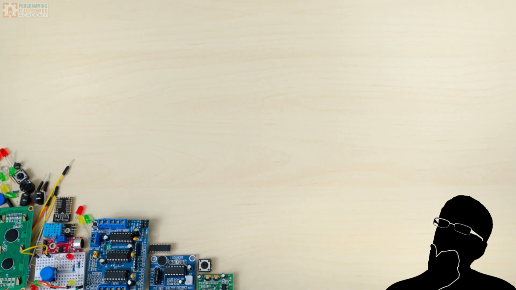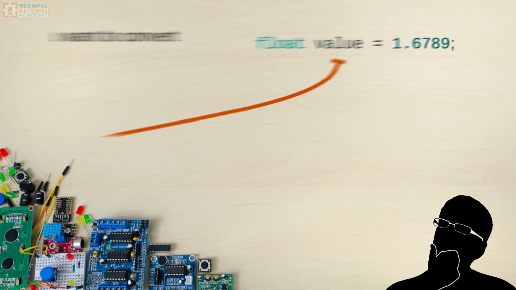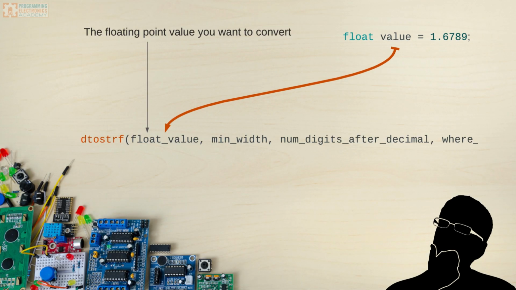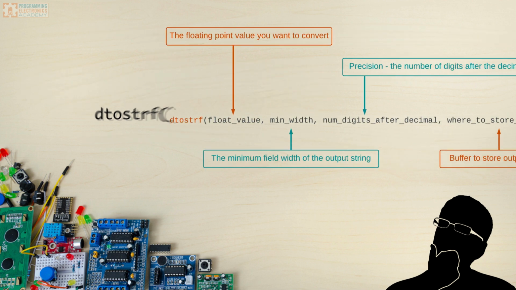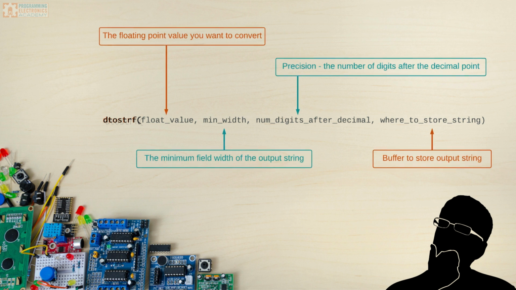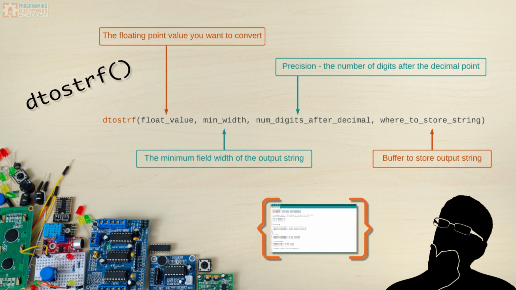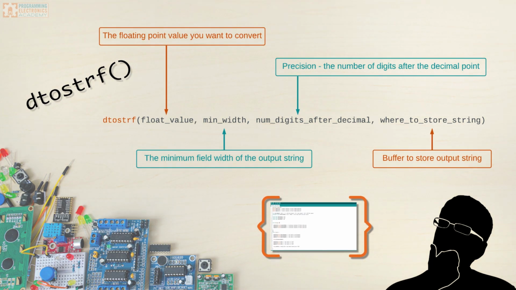Do you need to convert a floating point value to a string? If that's the case, the dtostrf function may be the ticket you're looking for. In this lesson, you will learn exactly how to use the dtostrf function in your Arduino code to convert a floating point number to a string.